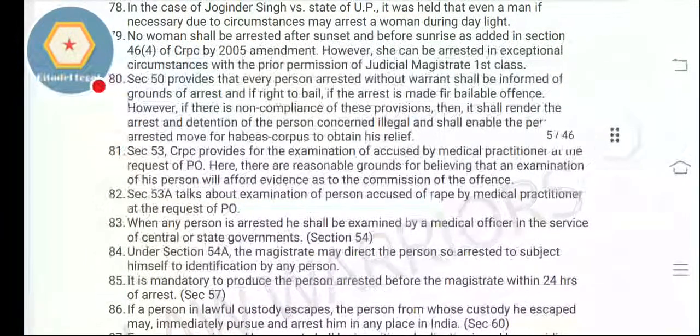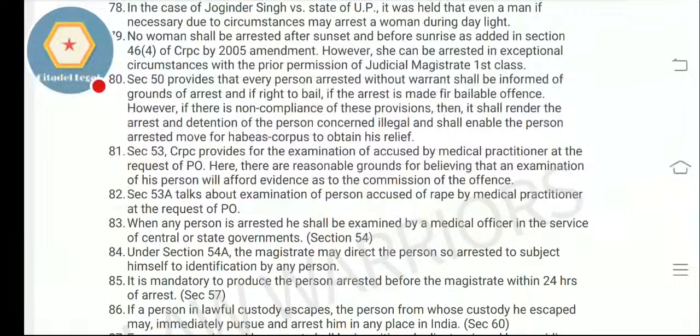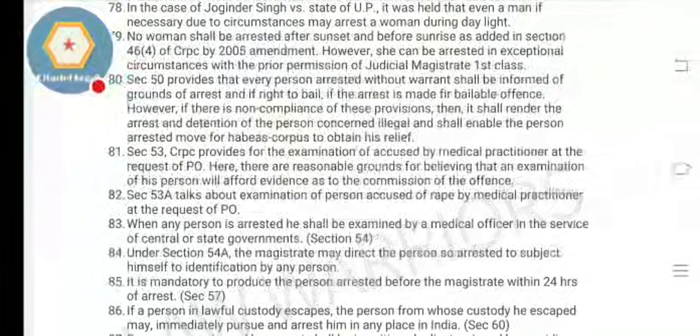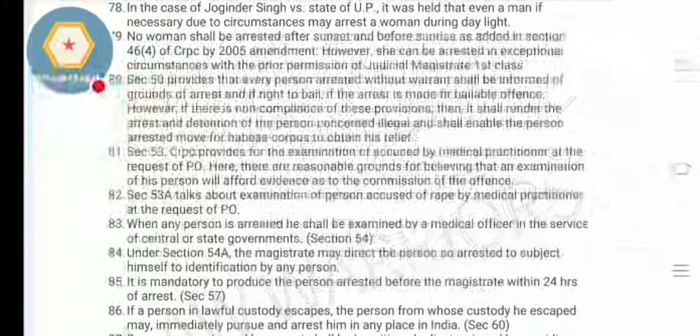Section 53A talks about examination of a person accused of rape by a medical practitioner at the request of the police officer. Now, 53 covers the general accused person, examination of an accused person in any other case by a medical practitioner at the request of the police officer. 53A specifically deals with examination of a person accused of rape by a medical practitioner at the request of the police officer.